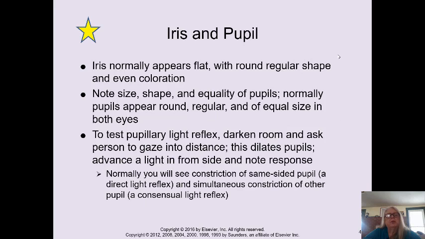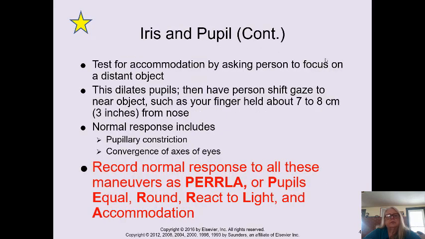the iris and pupil. Does the iris appear flat? Is it round? And the same thing with the pupil. We are going to be looking for PERLA. Here's your explanation for PERLA. It's an acronym for pupils are equal, round, and they react to light and accommodation. So accommodation is another movement that you have to do.